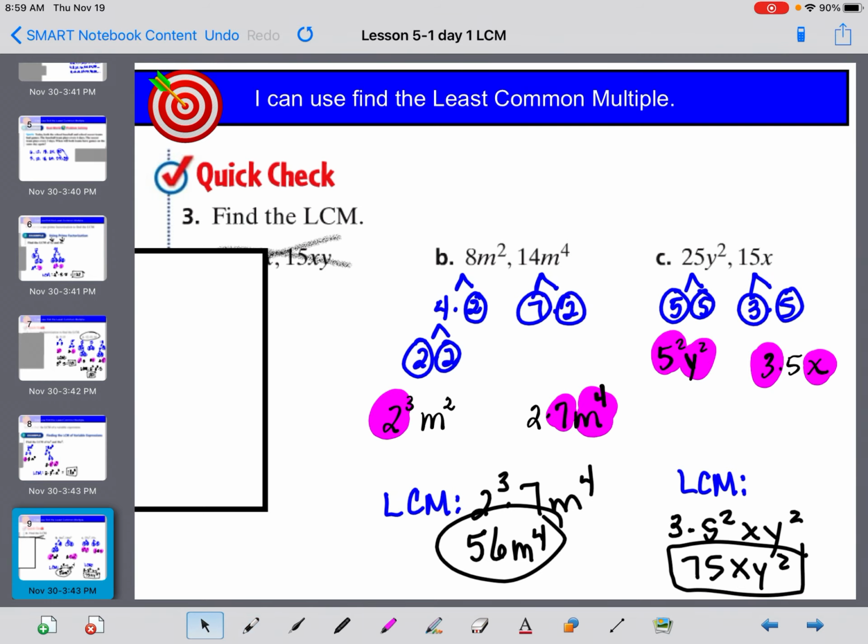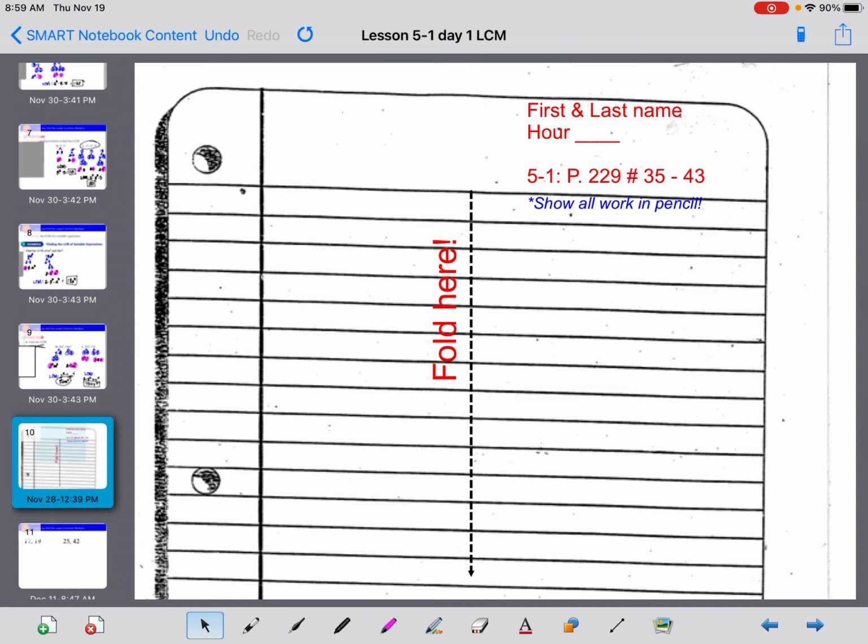All right, let's give your homework a try. It's found on page 229.